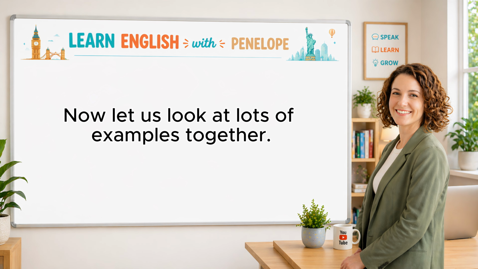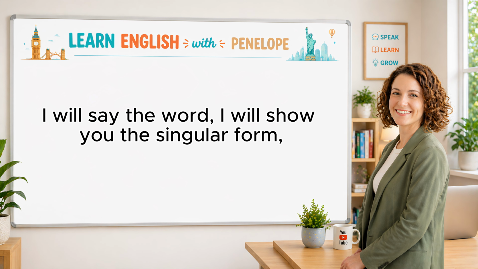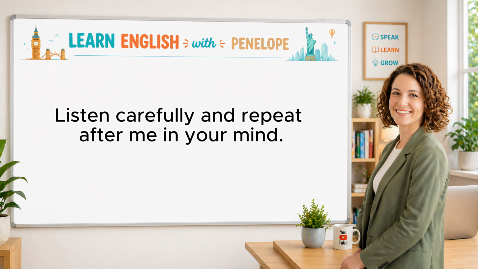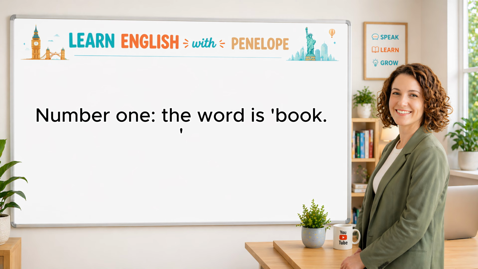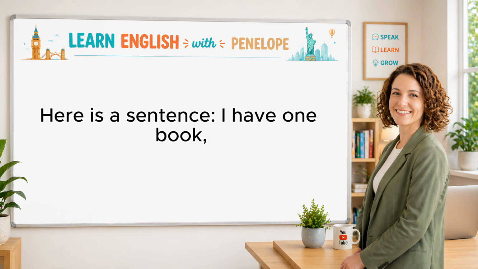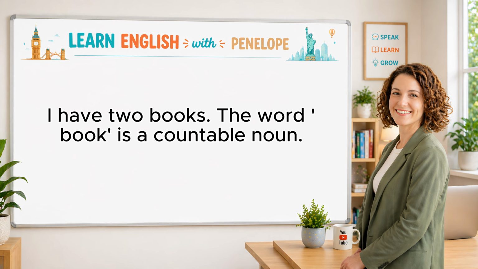Now let us look at lots of examples together. I will say the word. I will show you the singular form and then the plural form. Listen carefully and repeat after me in your mind. Number 1, the word is book. 1 book, 2 books. Here is a sentence. I have 1 book. I have 2 books. The word book is a countable noun.